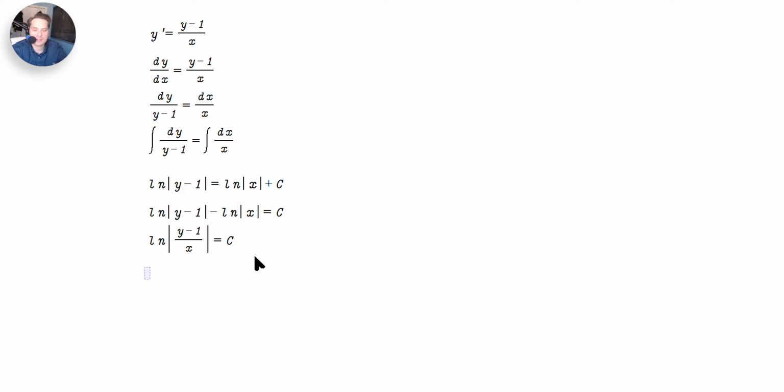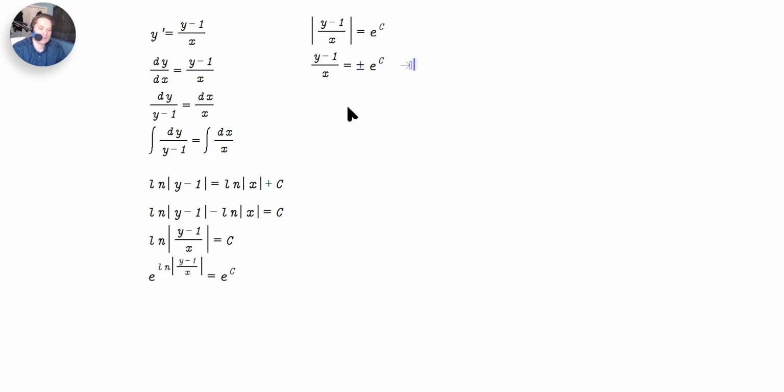Then you can exponentiate both sides. On the left side, we get e and ln canceling off, which means you just bring down the absolute value bars. So you have |y minus 1| over x, and this is equal to e to the c. Now drop the bars, so you're going to have (y minus 1) over x equal to plus or minus e to the c.